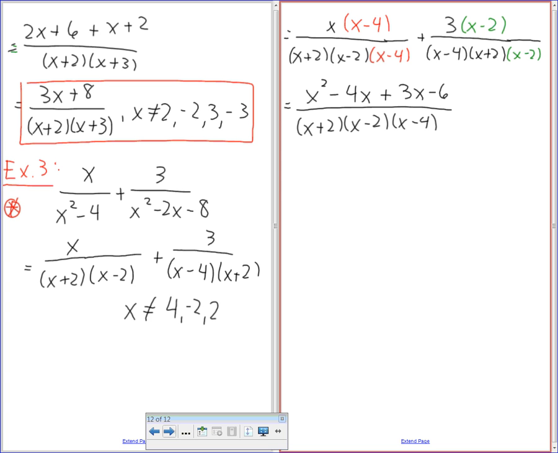Austin, since I haven't picked on you lately, can you simplify the numerator for me, please? Can this be simplified? What can I combine? Good. Something like that, right?